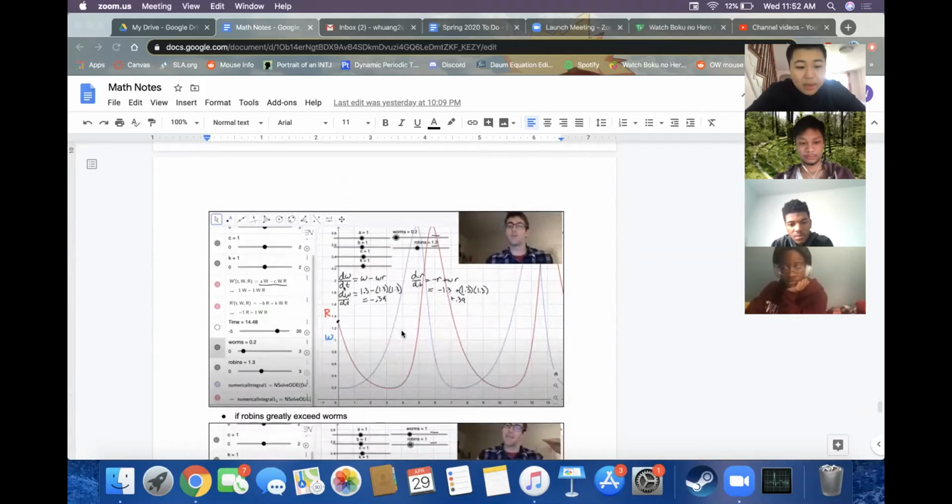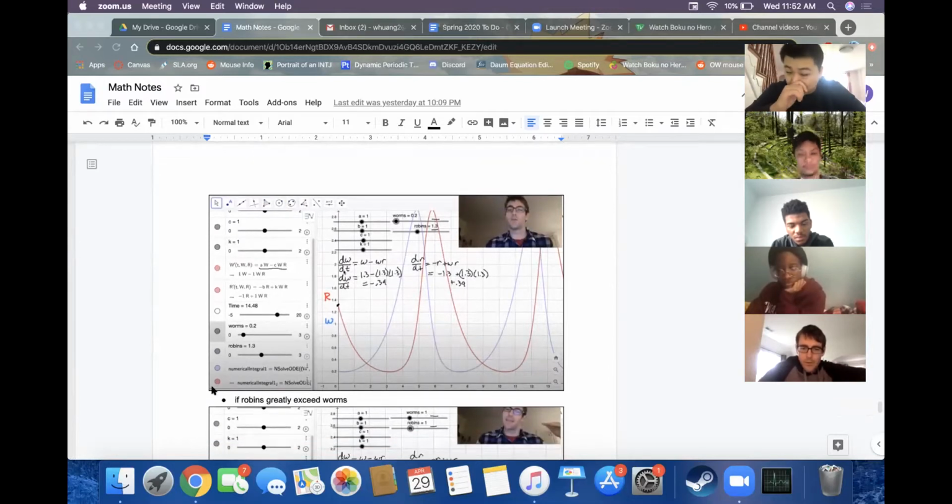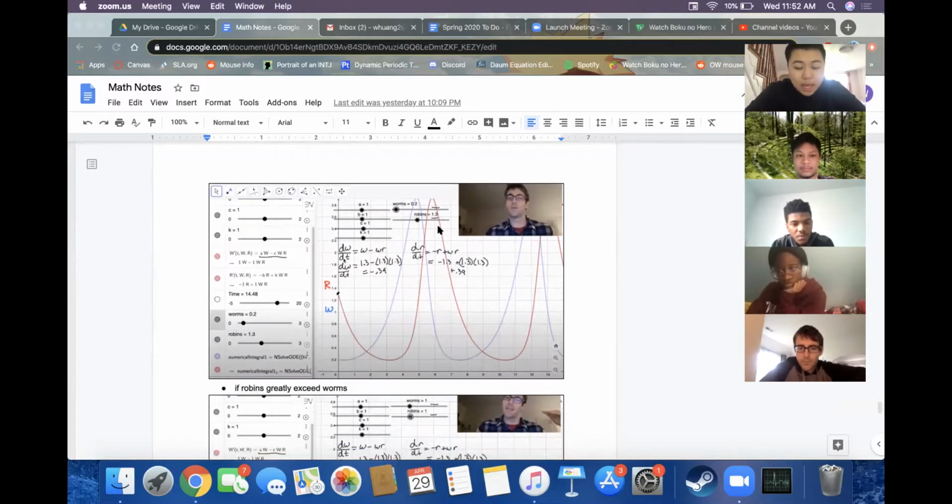But then we have these extreme cases where the robins greatly exceed the worms. For example, here the ratio of robins to worms is 1.3 whatever units to 0.2 worms. And in this situation, everything is a lot more vertical. Things happen a lot more dramatically.